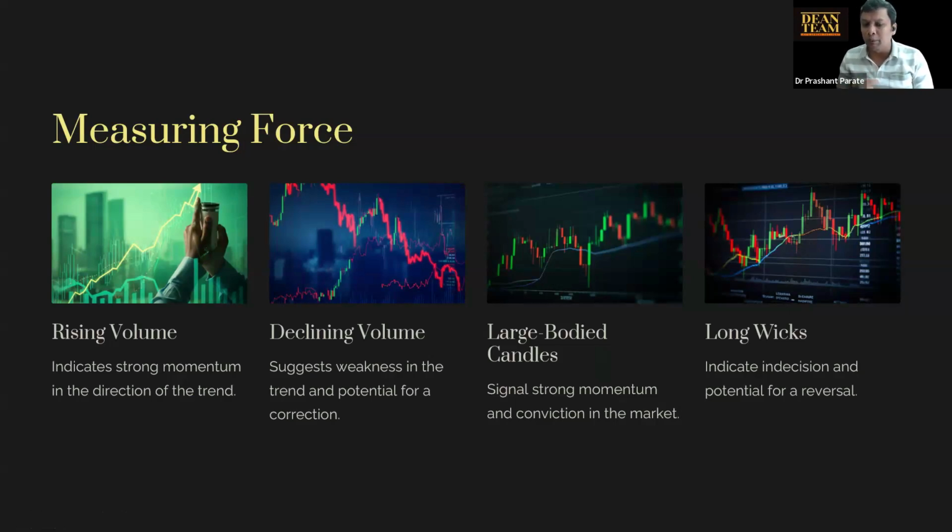Large body candles should appear in the direction of trend. If the trend is up, big size candles should appear in upward moves, and small candles should appear on down moves. Long wicks indicate indecision, and even if the candle size is large but there are wicks and the body size is small, it does not indicate that there is a strong presence of one side. It's indecision.